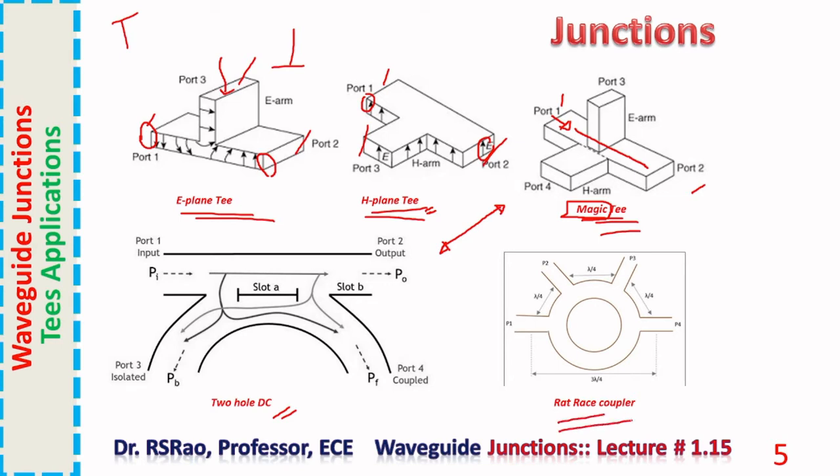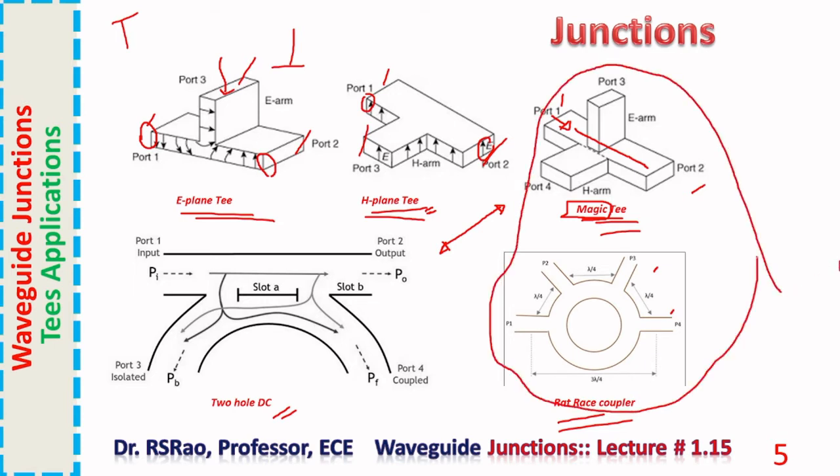Last one is a rat race coupler. This is also a junction. It is a ring with a mean circumference of 1.5 lambda g. It is also a 4-port device. It is also like magic T, a 3 dB coupler. Lot of similarity is there between rat race and magic T in terms of their working.